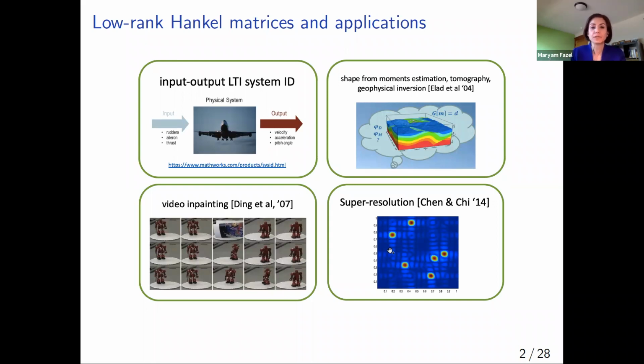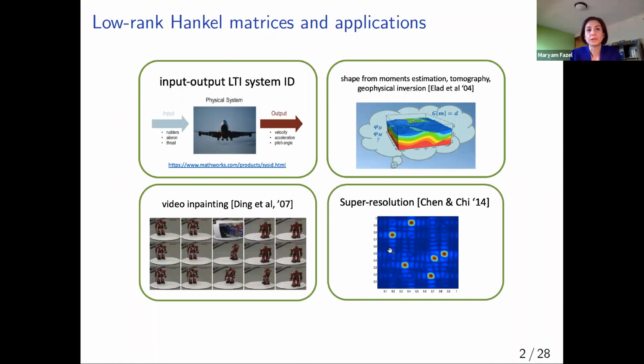Adjacent areas to system identification, such as the second example on the top right corner, are about the shape from moment estimation problem, which is a problem in signal processing. In particular, it comes up in tomography and geophysical inversion problems, where a low-rank Hankel matrix comes up. And interestingly, there is some interpretation to the rank of the Hankel matrix in this area. For instance, for geophysical inversion, the rank of the Hankel matrix is the number of corners of a polytope-shaped region underground that you're trying to infer from geological measurements. So the number of vertices corresponds to the rank of the Hankel matrix.